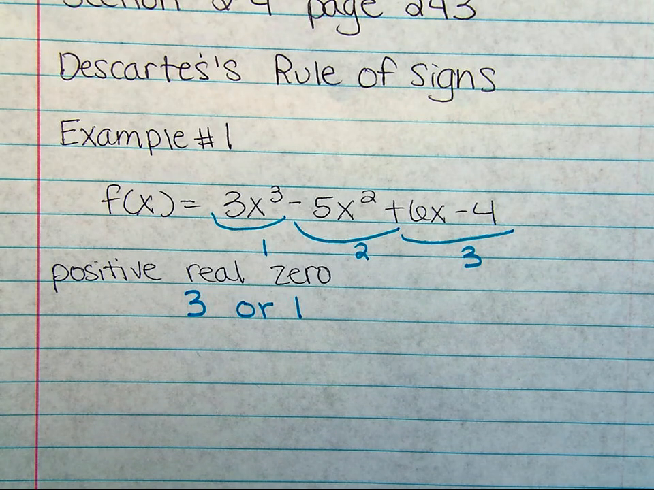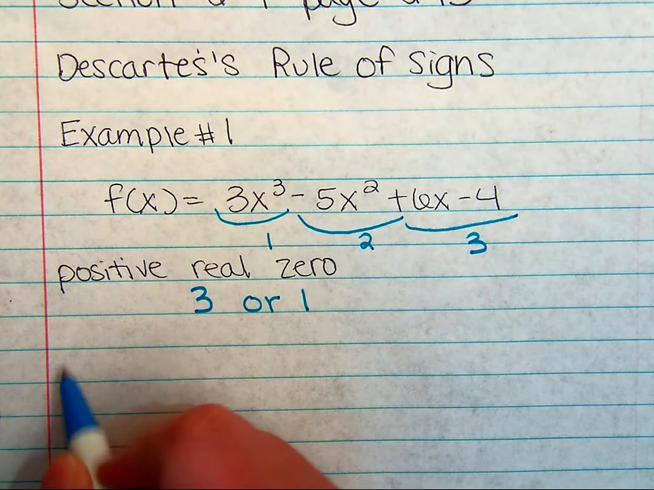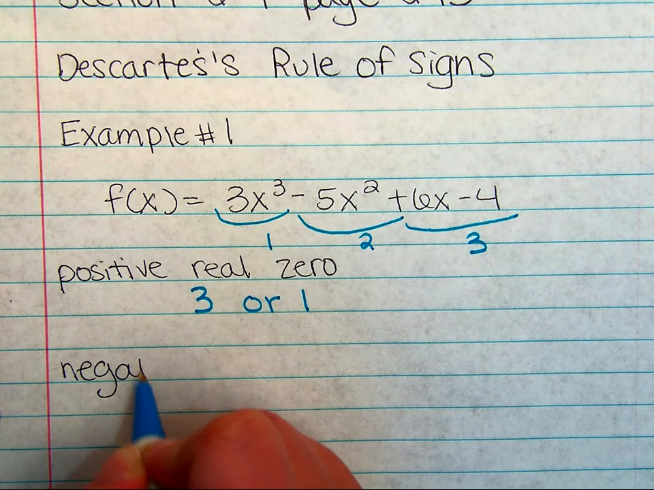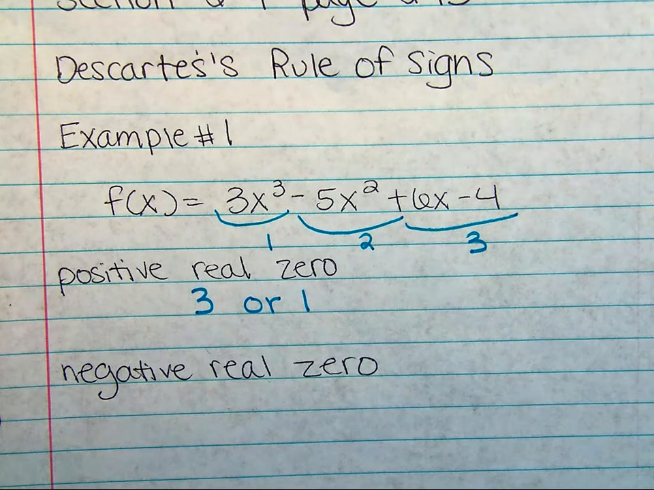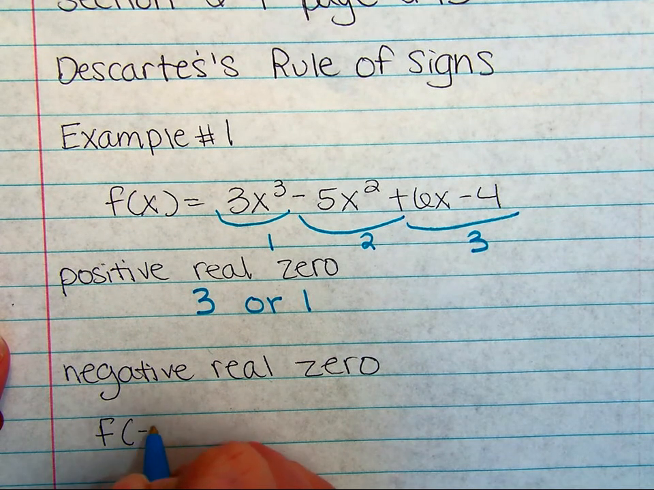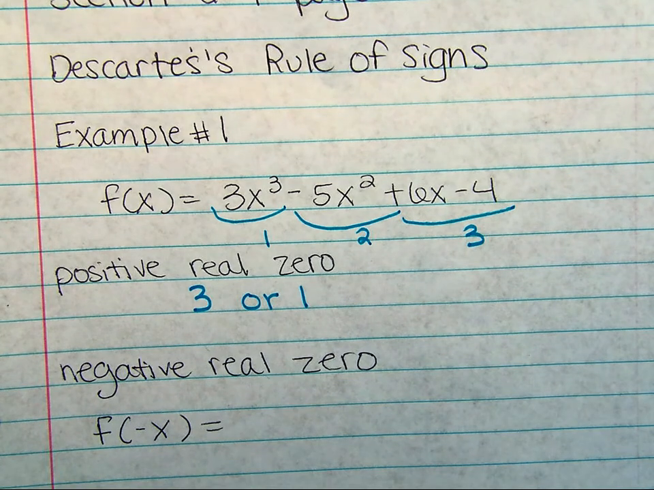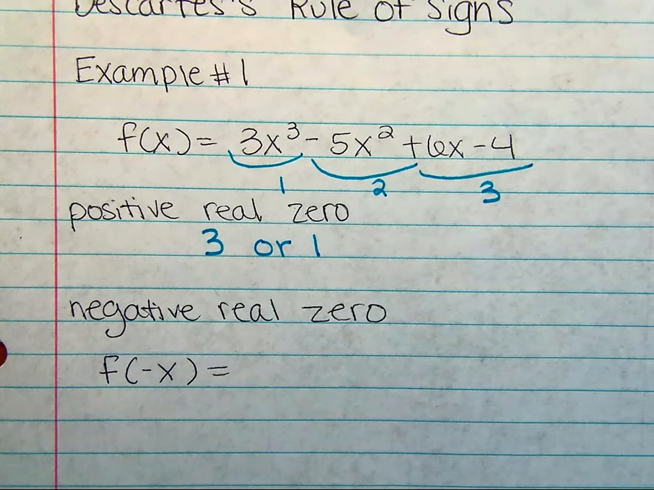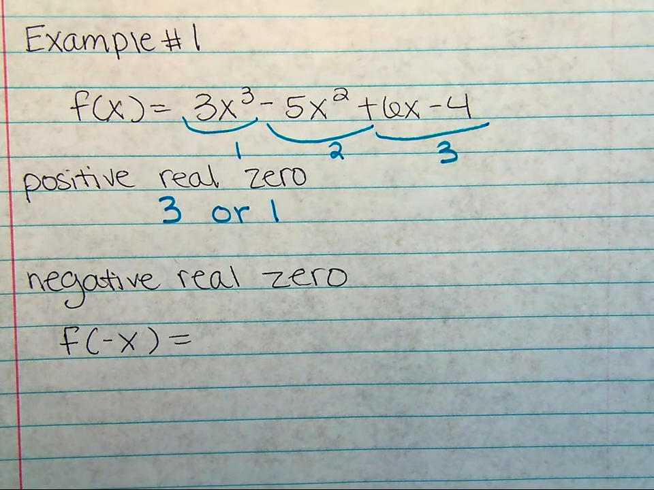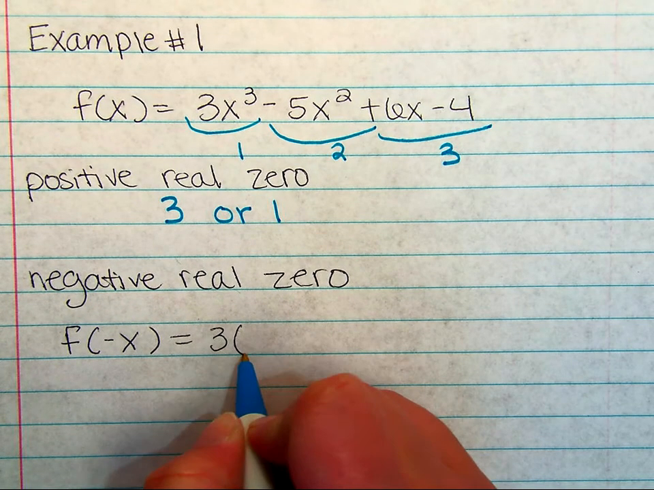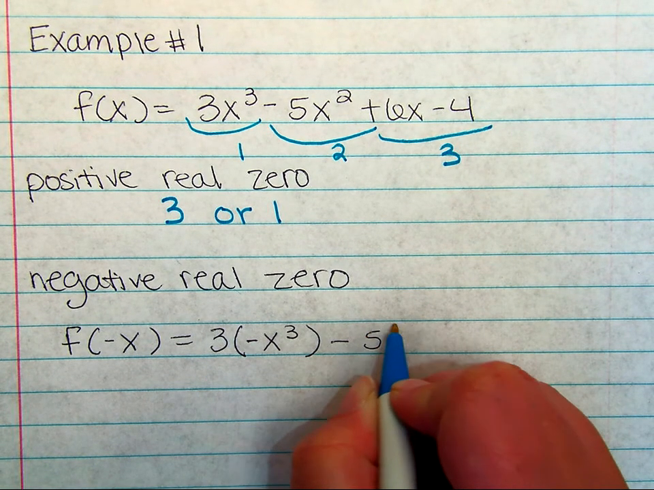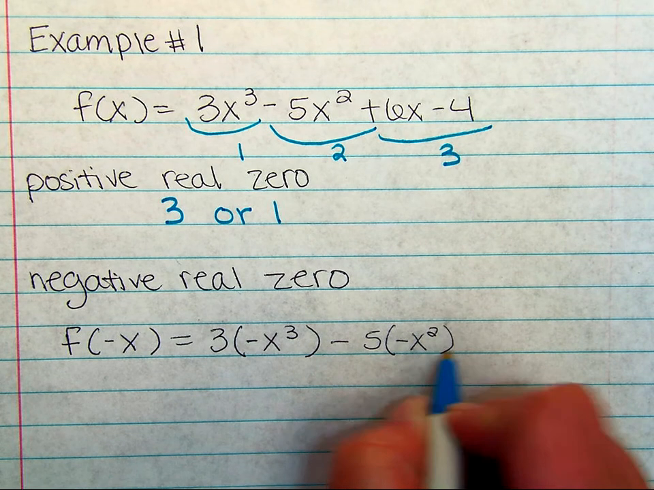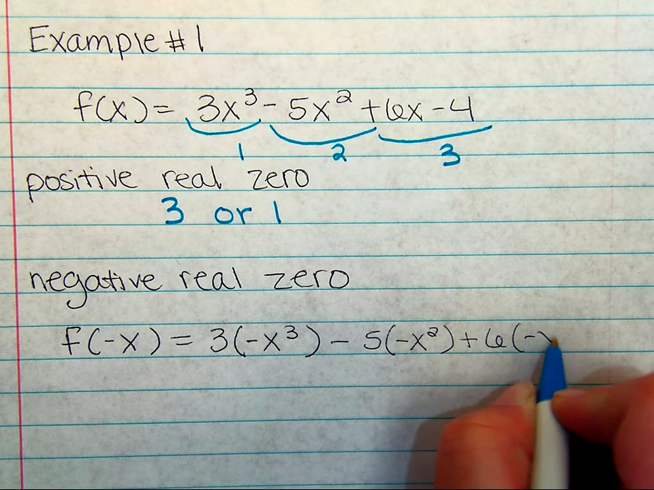All right, now let's look at negative real zeros. Okay, for this one we have to do f of negative x. So this one takes a little bit more work. So I've got to take my polynomial and go back through, and I need to change everything to a negative x. So it's going to become 3 times negative x cubed minus 5 times negative x squared plus 6 times negative x minus 4.